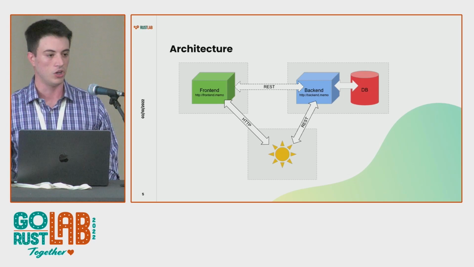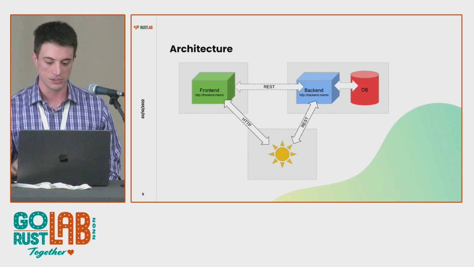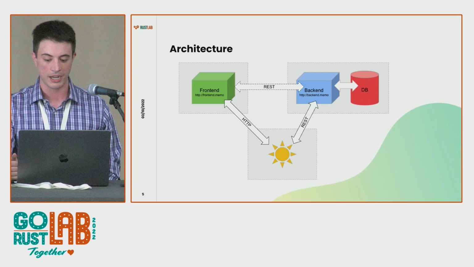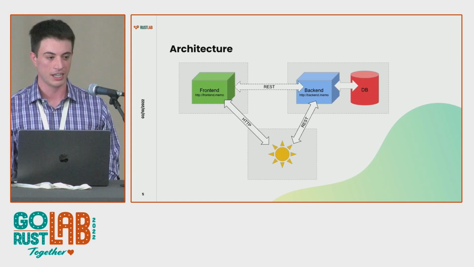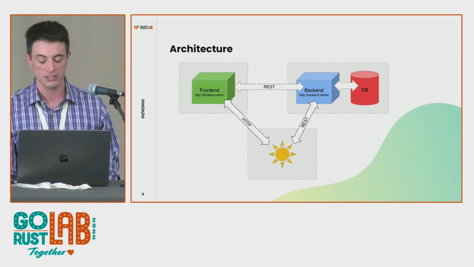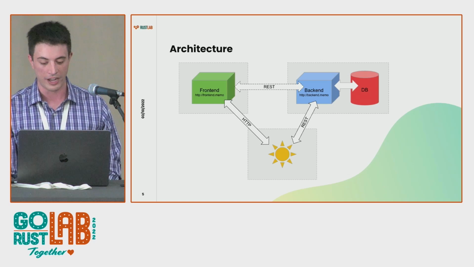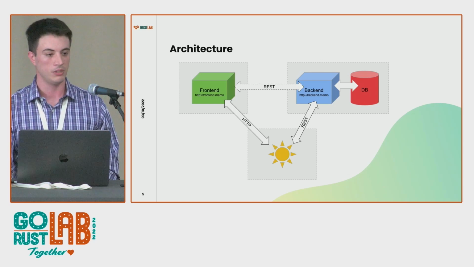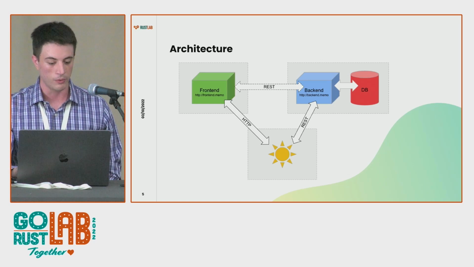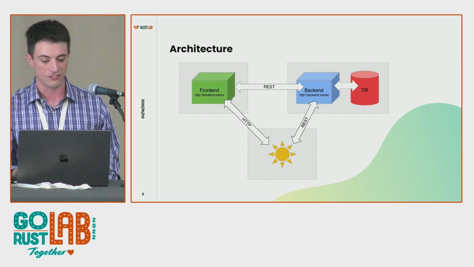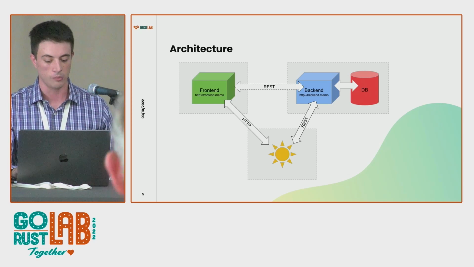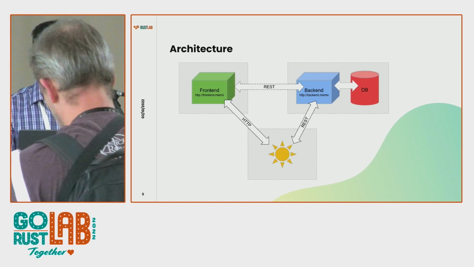The architecture of this app is, as you see here, a database which is hidden behind the backend, and the backend exposes a CRUD REST set of endpoints. And then there's going to be a content distributor where we serve the static files for the front end, which is actually going to be a single page application rendered on the client side.